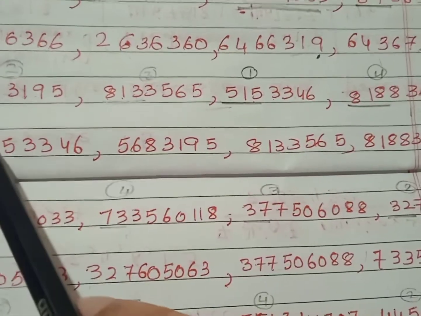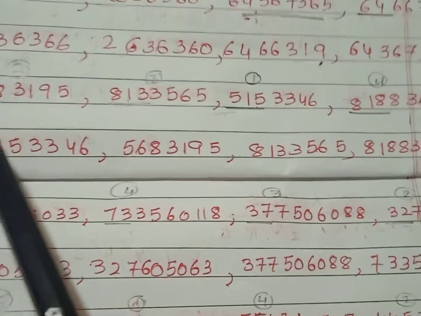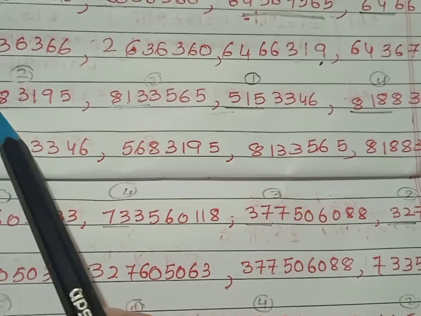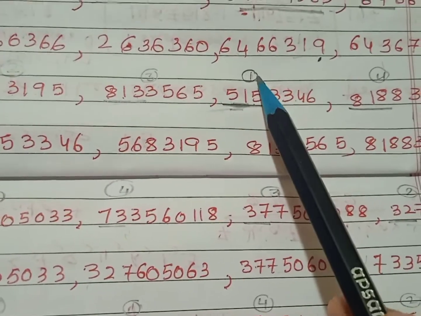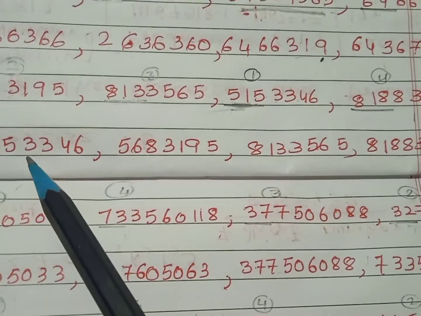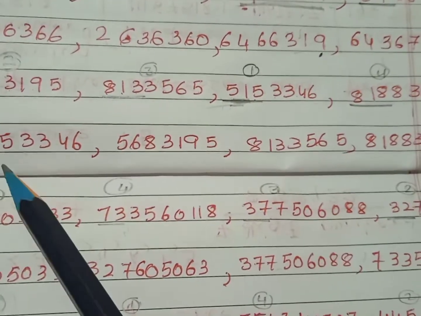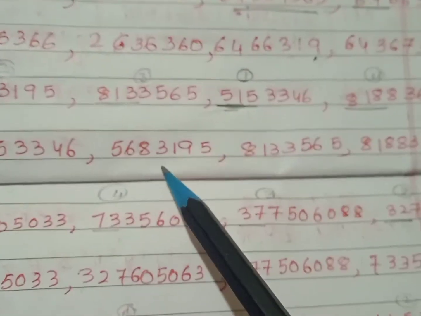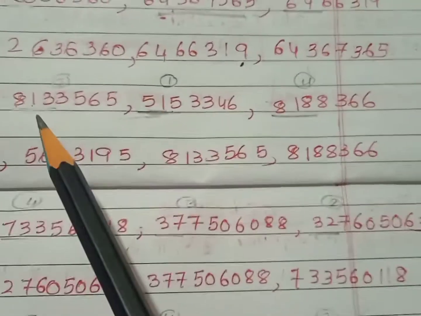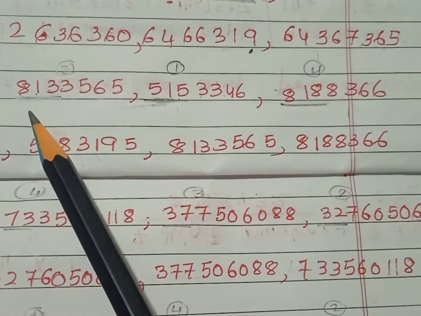Now there are two numbers starting with 5, so I'll go for the second digit as well. This is 56 and this is 51. So naturally 51 will be smaller than 56. So the number starting with 51 will come first, and the number starting with 56 will come next. Now remain the numbers starting with 8.